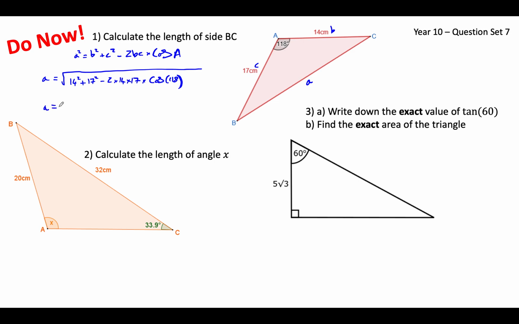I know, Murphy, it's right, I can work it out myself, it's fine. So 14 squared plus, I did turn my mic back on, didn't I? Yeah, good. Plus 17 squared minus 2 times 14 times 17 times by cos of 118.